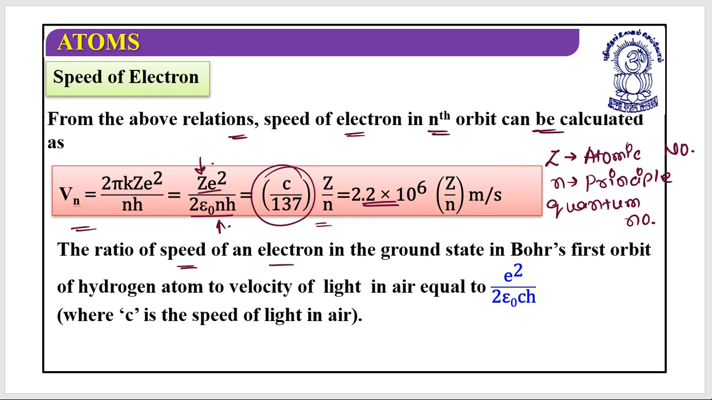Now the ratio of the speed of an electron in the ground state, in Bohr's first orbit of hydrogen atom, to the velocity of light in air is equals to e square divided by 2 epsilon naught into ch, where c is the speed of light in air. So please keep this in mind, as well as note it down, that what is v, what is r. Yes, we required a last formula, and this is the only requirement, but you need to remember this.